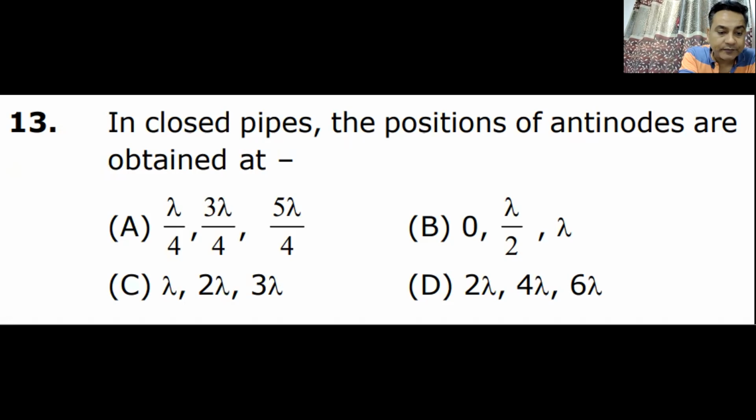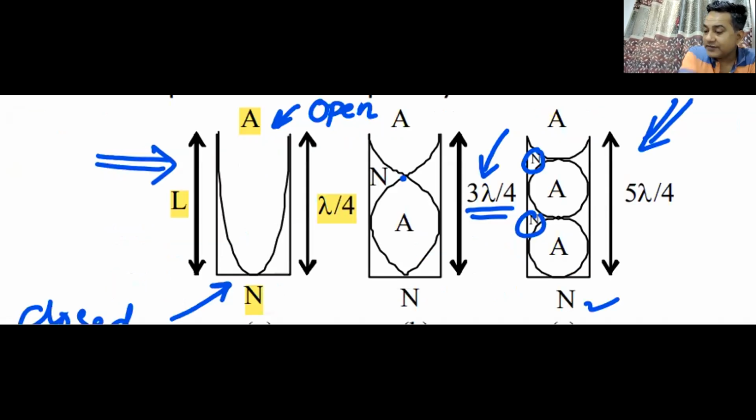In a closed pipe, where are the antinodes? You can see the diagram here, and you can tell me where the antinodes are located. Where are the antinodes located, bacha?